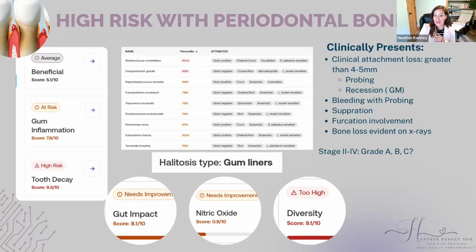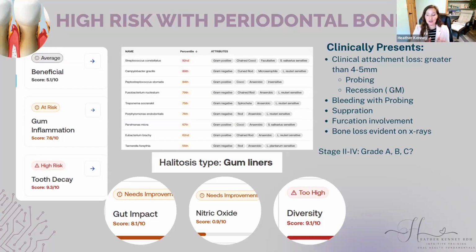So we have a beneficial bacteria score, a gum inflammation score, a high tooth decay score. We have a high gut impact score in this example. We have a low nitric oxide score, and we have way too high of a diversity. Just looking at that alone is giving you a pretty good indicator that this is a high risk patient. You don't even have to look at the pathology that's there. If you want to spend time with me in a result review through Bristle, I love digging into the bugs.